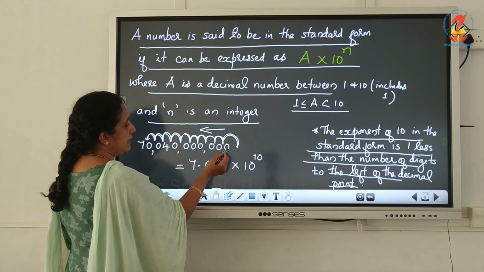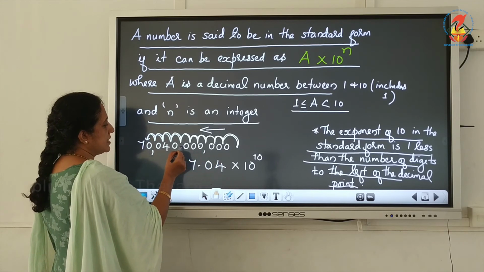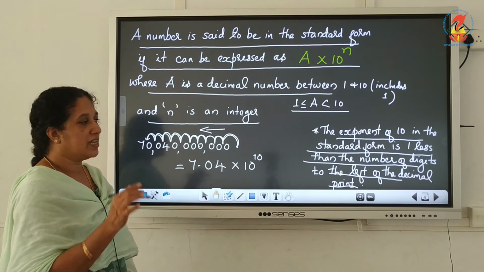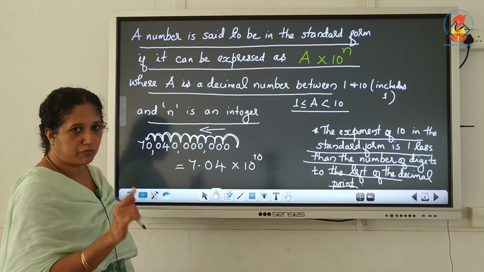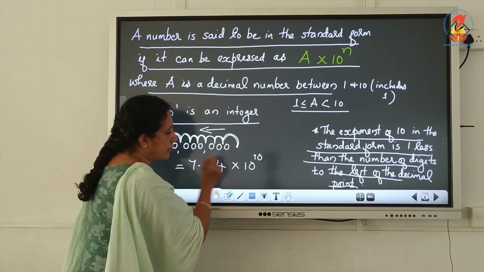Now, if you look at the left of the decimal point, how many digits are there? 1, 2, 3, 4, 5, 6, 7, 8, 9, 10, 11. Total number of digits is 11. So, from 11 if you subtract 1, 11 minus 1, 10, you will get the power of 10.